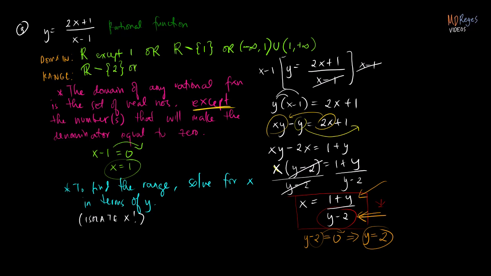Or in interval notation, again, that's from negative infinity to 2. We don't include 2 in the set, so we use parentheses, union. Start from 2 again, but we use open parentheses, to positive infinity. Go to the next video for more examples.